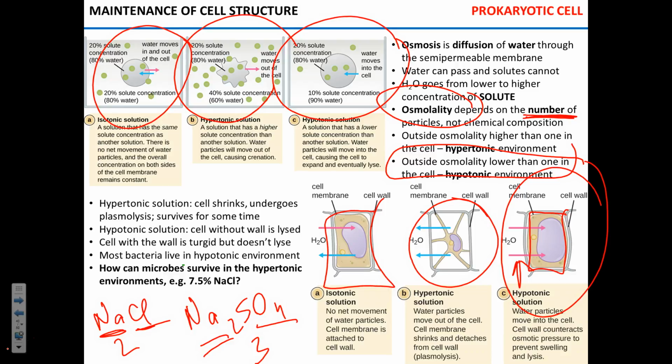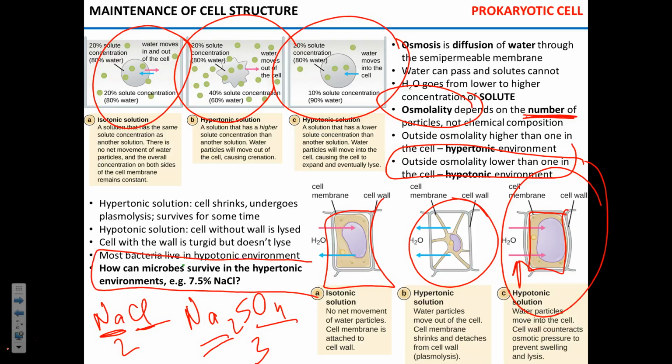Sugar creates a hypertonic environment, right? So humans learned about preserving foods using either sugar or salt, creating the hypertonic environment, so bacteria are not going to grow there. Does that make sense? So hypertonic is bad.